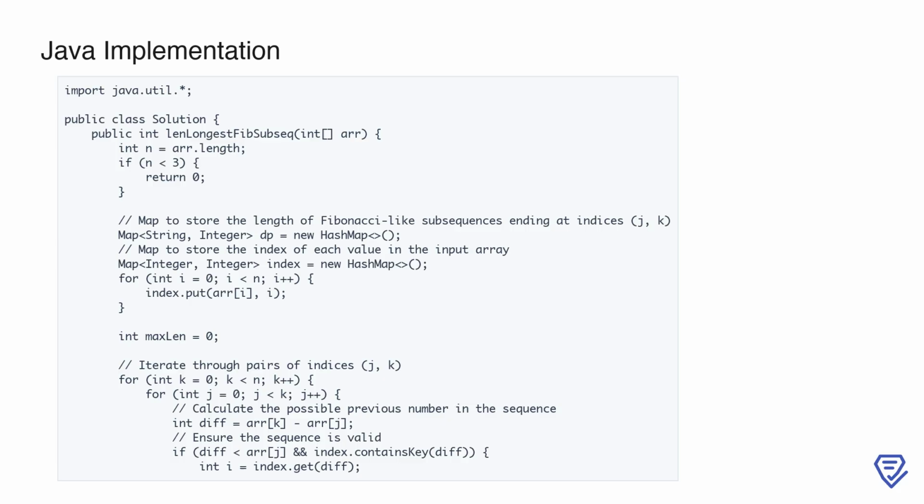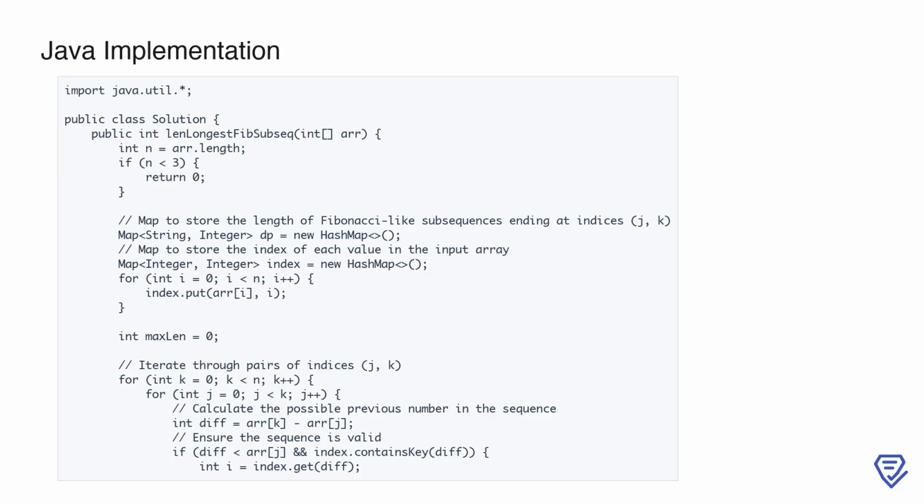Here, we begin our Java implementation of finding the length of the longest Fibonacci subsequence. First, we import the necessary libraries and define our solution class. Inside the lenLongestFibSubseq method, we start by checking if the input array has fewer than 3 elements, as it's impossible to form a Fibonacci-like sequence with less than 3 numbers.